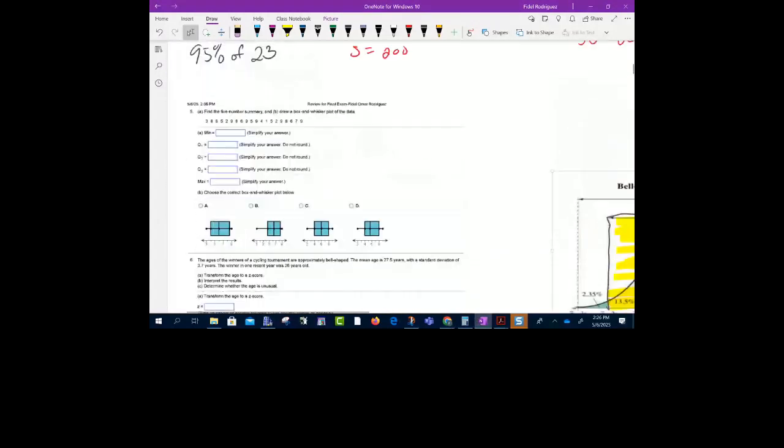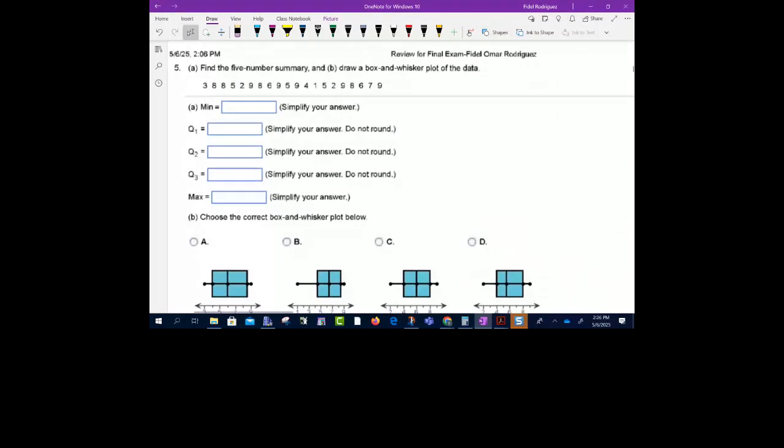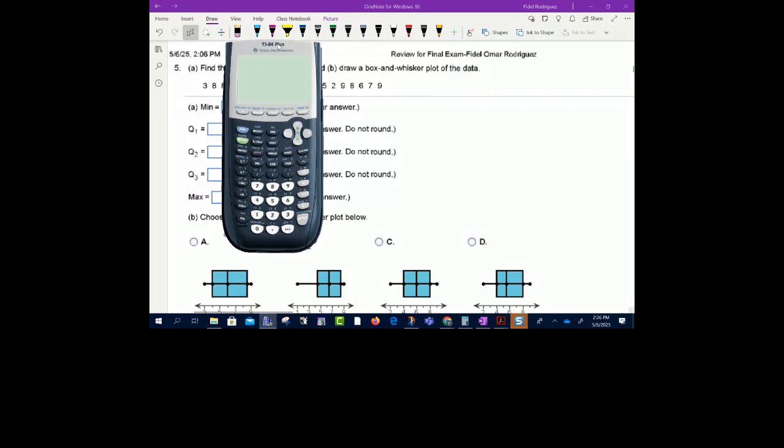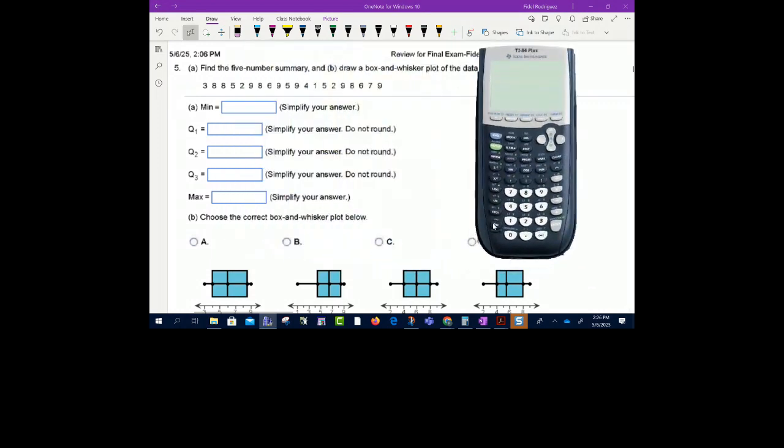So let's take a look, y'all. I'm going to scroll down to my next question here. It says, find the 5-number summary and draw a box plot of the data. There's a couple of ways we can do this. I'm actually going to use my calculator because I think it's going to be a lot easier. Let me turn this thing on and clear everything out. What I'm going to do is enter all these numbers in a list.